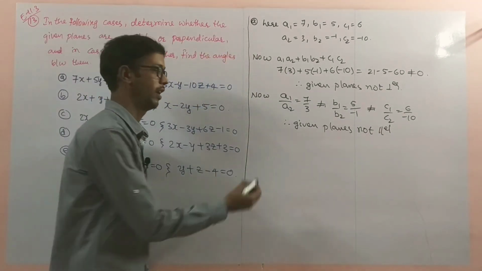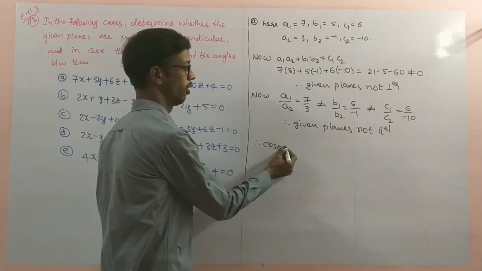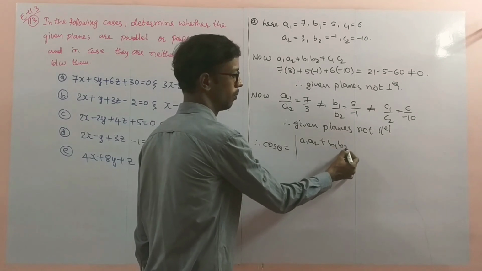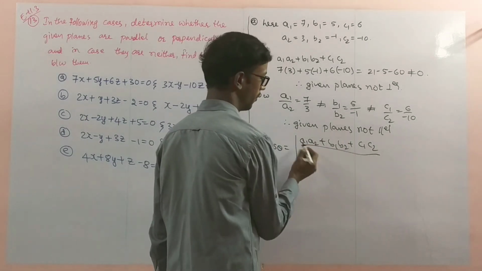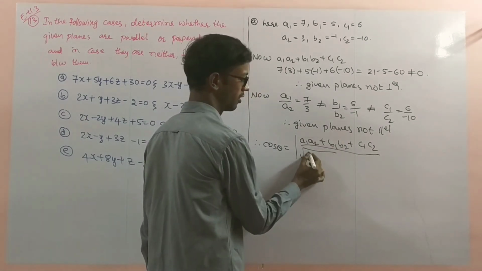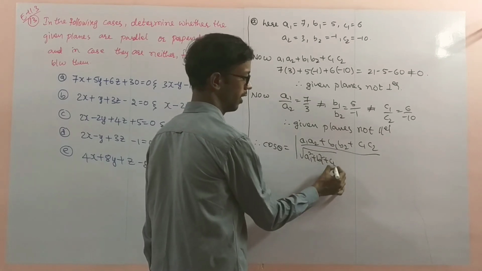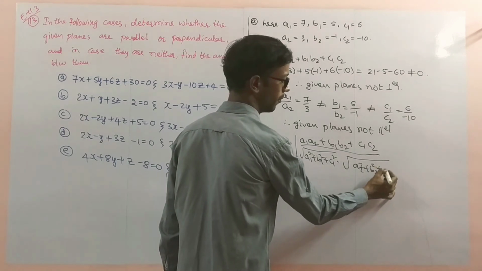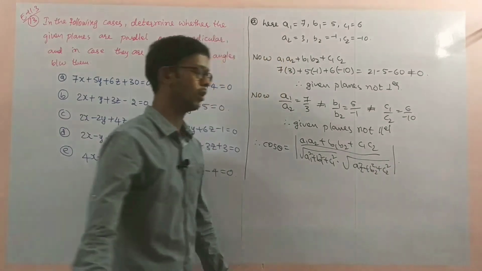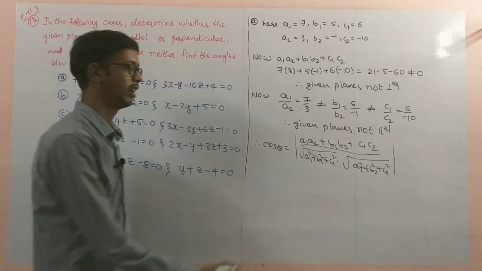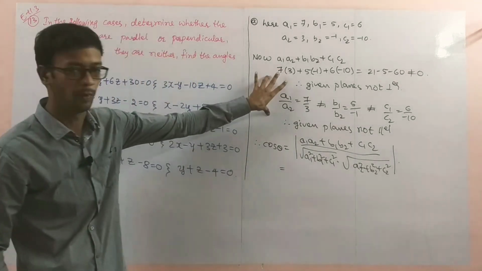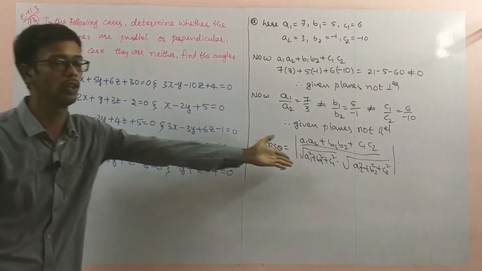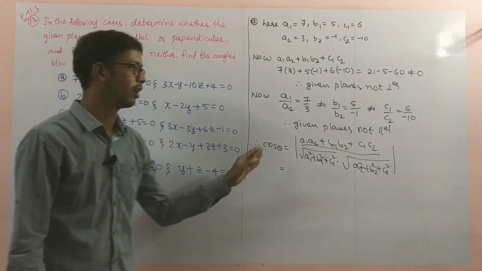So now you have to find the angle. Therefore, cos theta equals the formula: mod of a1 a2 plus b1 b2 plus c1 c2 by square root of a1 square plus b1 square plus c1 square, times a2 square plus b2 square plus c2 square. So now substitute in that formula to get the theta value. Neither condition holding means you have to find the angle between them. If either one holds, no need to use this formula. Substitute here.